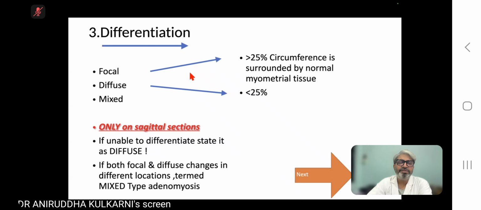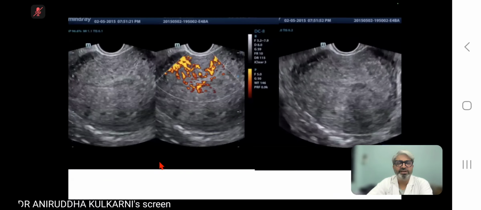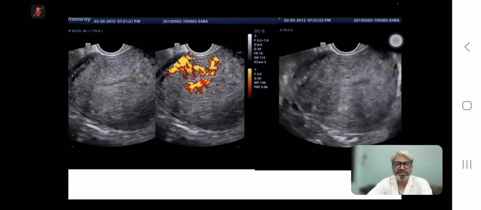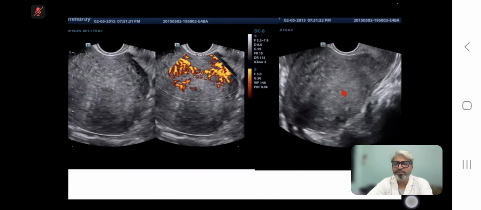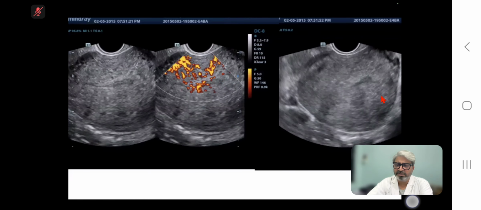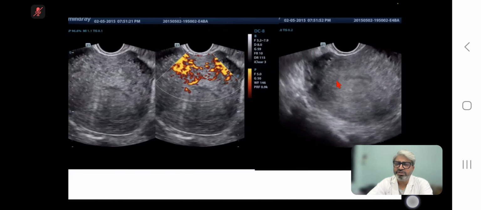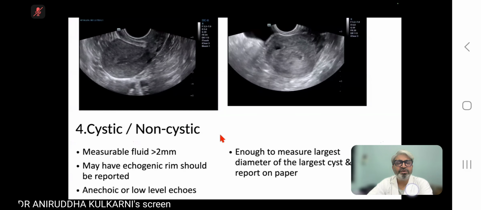Now, we have seen the earlier features were demonstrated on the sagittal, axial, coronal, and 3D data, but here differentiation in terms of focal or diffuse needs to be done only on the sagittal scan. If we are unable to differentiate between focal and diffuse, it is better to treat it as diffuse disease. If both focal and diffuse stages are seen in different locations like anterior wall, fundal wall, posterior wall, it is defined as a mixed variant. Now, in this patient, you can see intralesional branching vascularity, an indistinct endomyometrial junction zone and a thinned-out endometrial echocomplex, with mottled appearance and heterogeneity in terms of wall echotexture. The next one is the cystic or non-cystic variant.